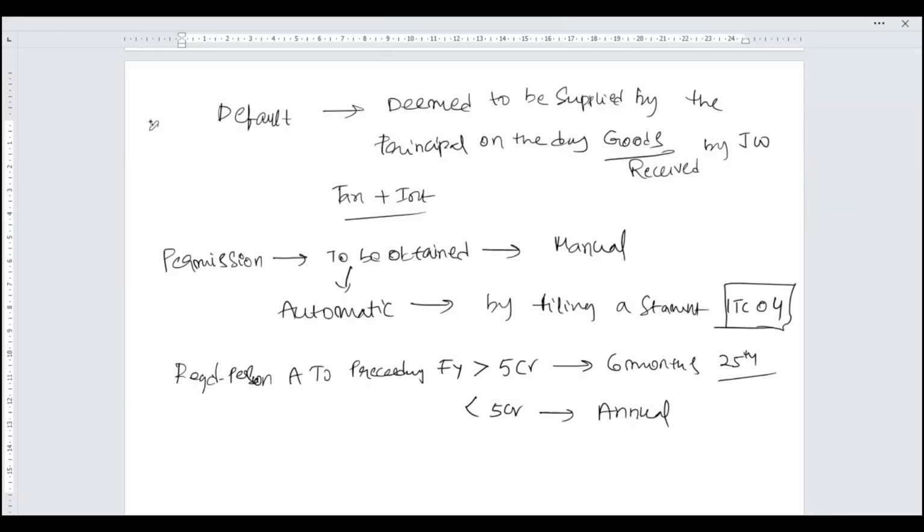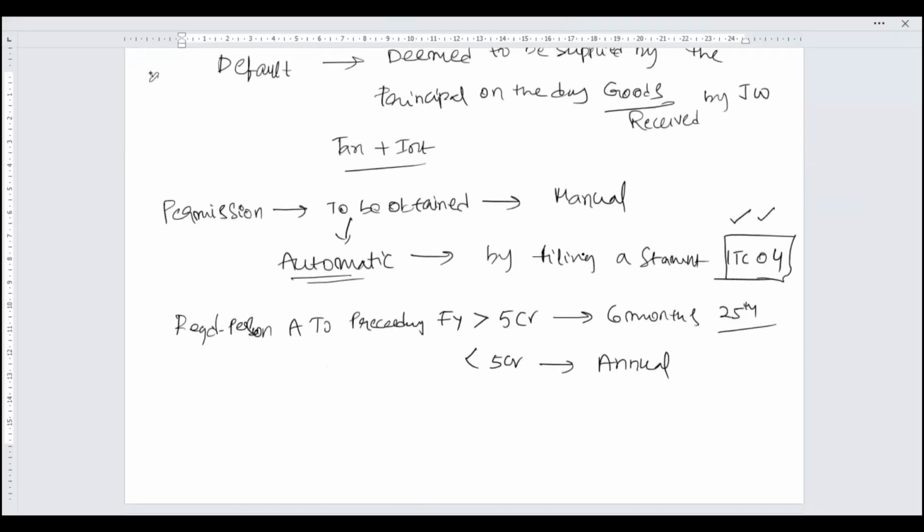So this is a deeming provision: the approval is automatic when I file ITC-04. This is just information. How much material I have sent to A, B, C, how much I received back from A, B, C, or how much I have supplied from A, B, C. This is what I indicate in this ITC-04.